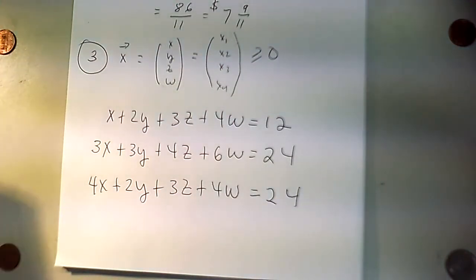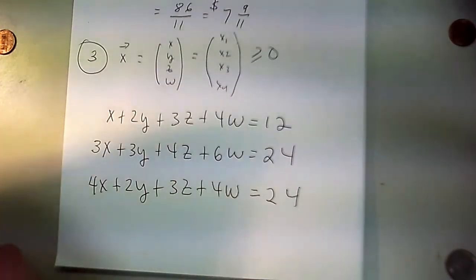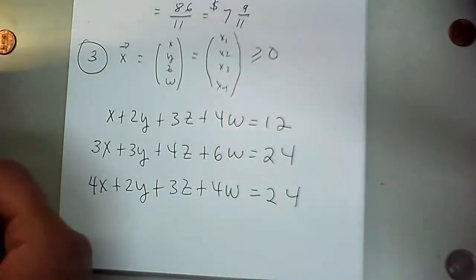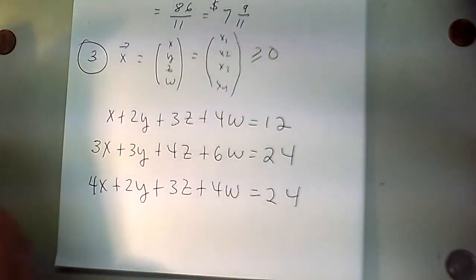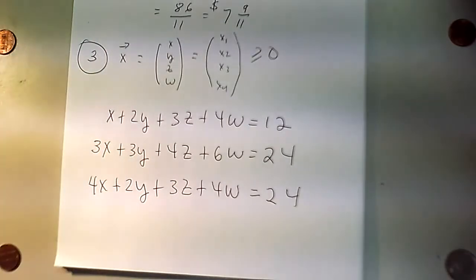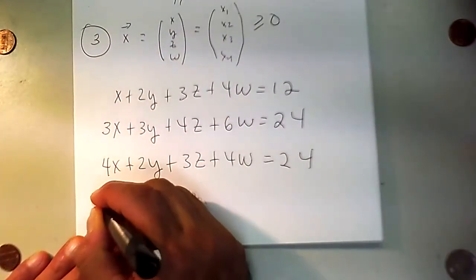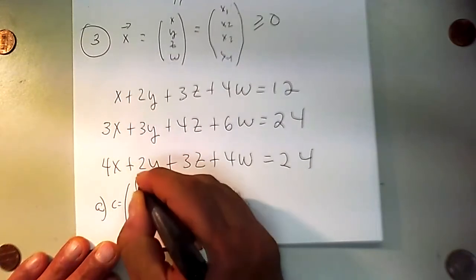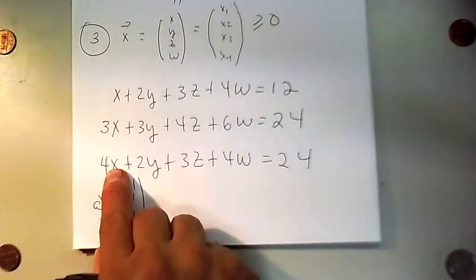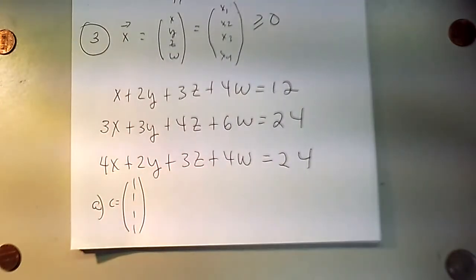Okay, so the cost vector. Part A, let's have a cost vector of 1, 1, 1, 1. So $1 per X, per Y, per Z, per W, and see what that does.